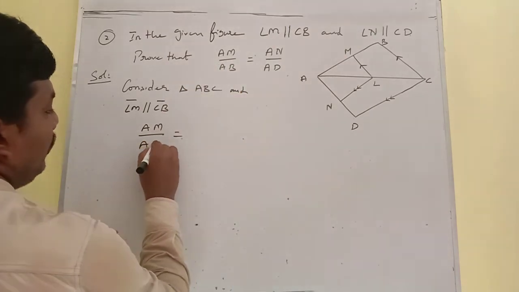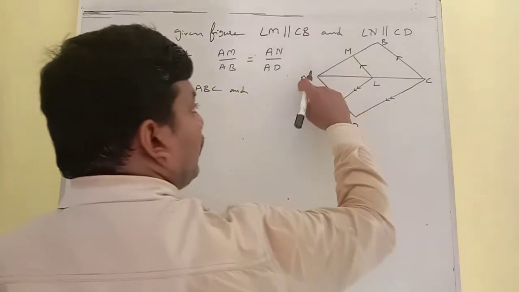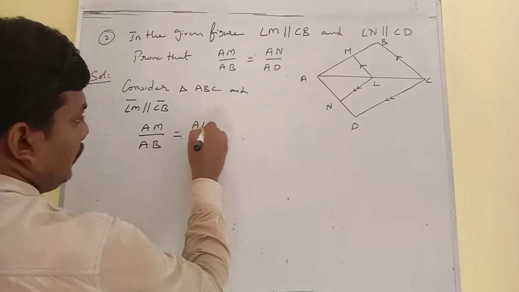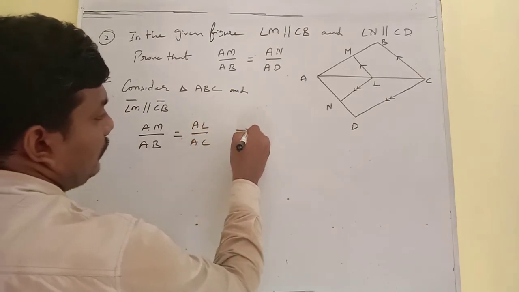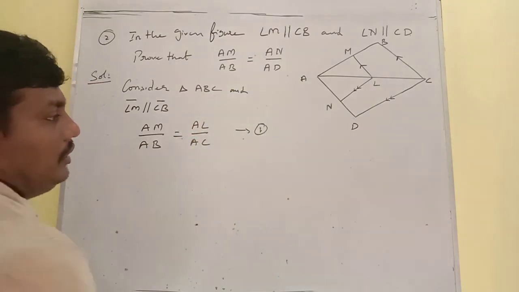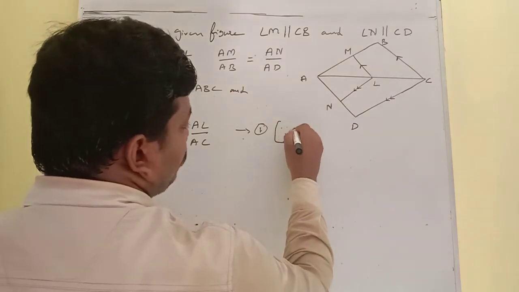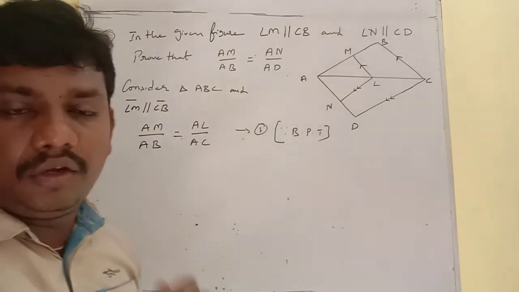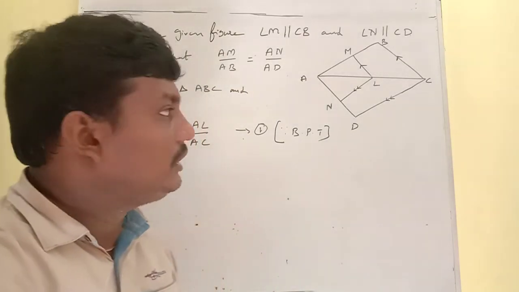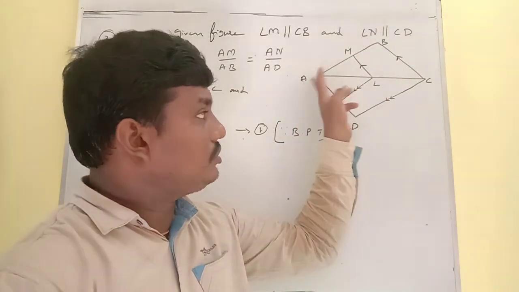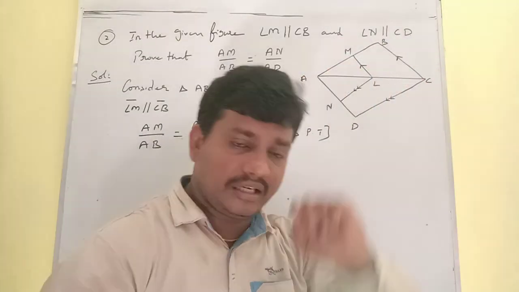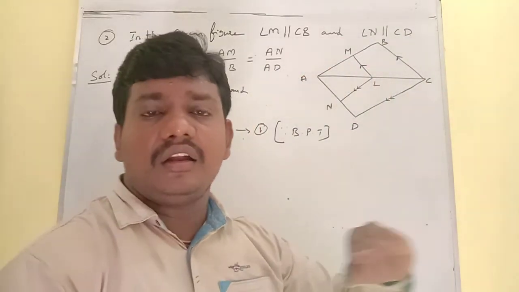That's the reason why AM by AB is equal to AL by AC. Make it the first equation. This is since the basic proportionality theorem. Already we know that the basic proportionality theorem is nothing but AM by MB is equal to AL by LC, or AM by AB is equal to AL by AC. The same portion we are going to consider as a ratio.